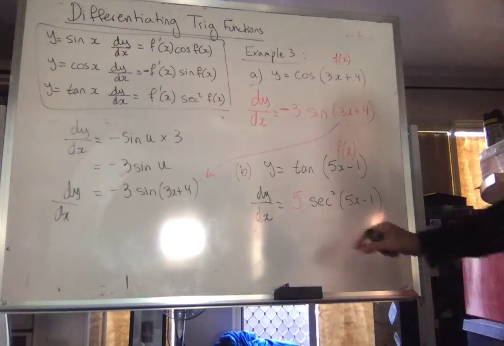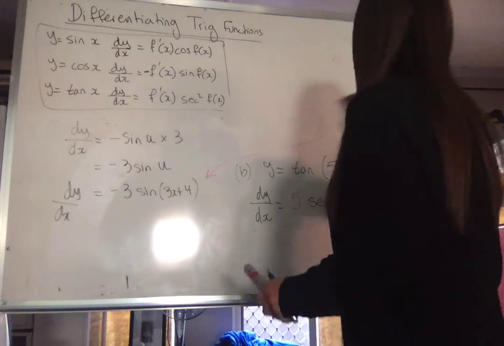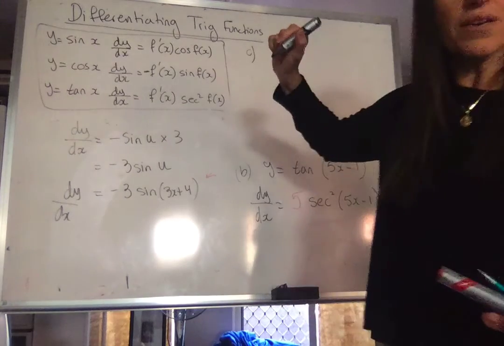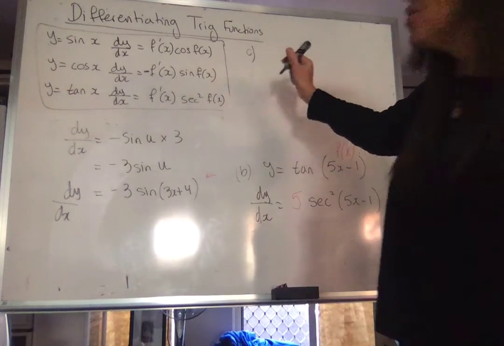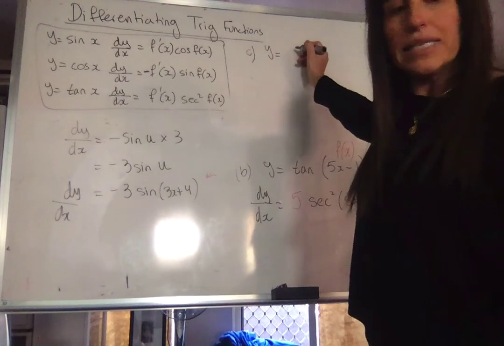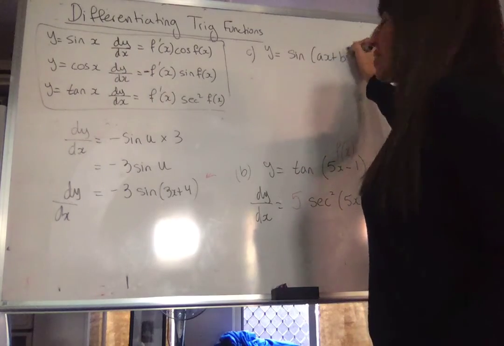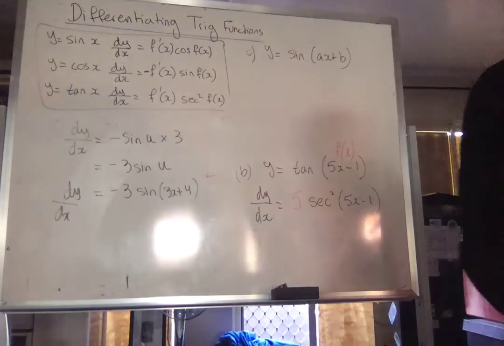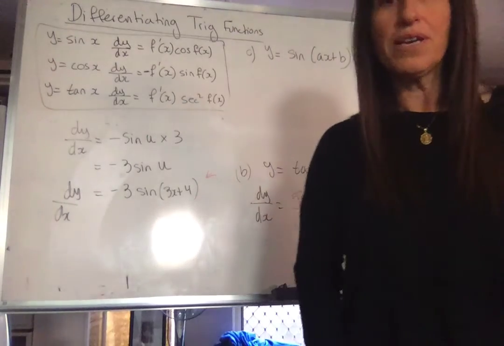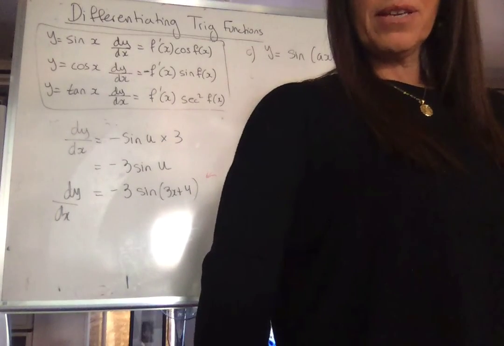Okay, part C. So over here is C at the top. So C, we're looking at y equals sine bracket ax plus b. So let's have a look at this one. I'm going to do this in a separate video because I think I'm running out of space here. So I'll do C next.